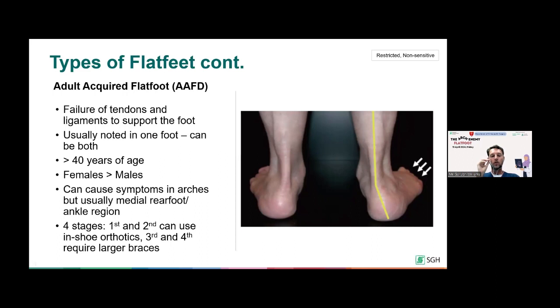Stage 3 and stage 4, it's when you may require larger braces, one called the Ritchie brace, and we'll have a photo of that shortly. The later stages tend to lead to significant changes in our walking gait, and you get what we call an apropulsive walking gait. This is when there is an inefficient push-off from the foot noted. And usually it will overload tissues and pain will be the result.